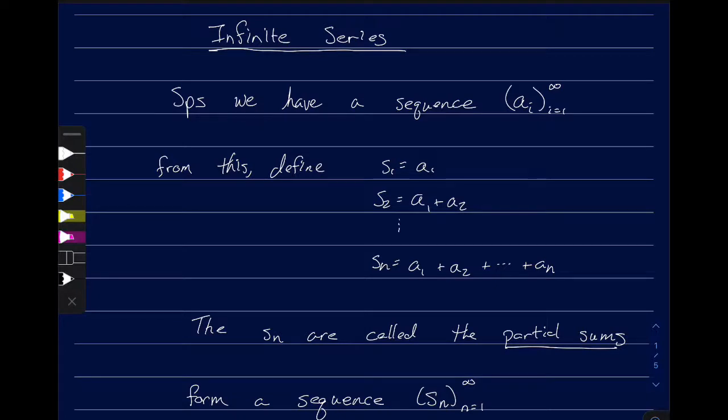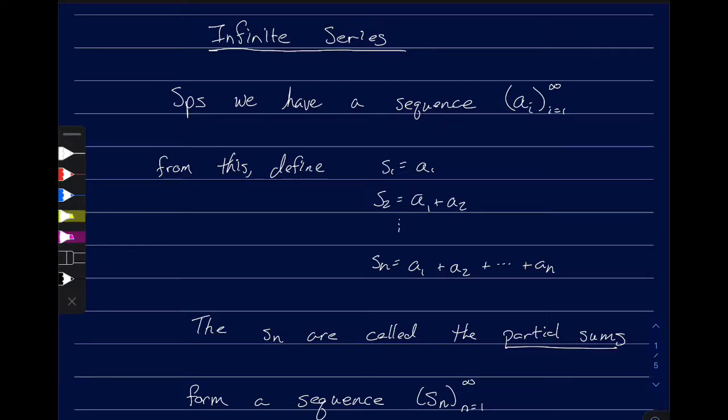Hi, in this video we're going to be talking about infinite series. So suppose we have a sequence, and the members of the sequence are indexed by i, and they're called a sub i's. And from this, we can define S1 to be A1, S2 to be S1 plus A2, or A1 plus A2, S3 will be A1 plus A2 plus A3, or S2 plus A3, and so on, where our nth position is going to be A1 plus A2 all the way up to An.